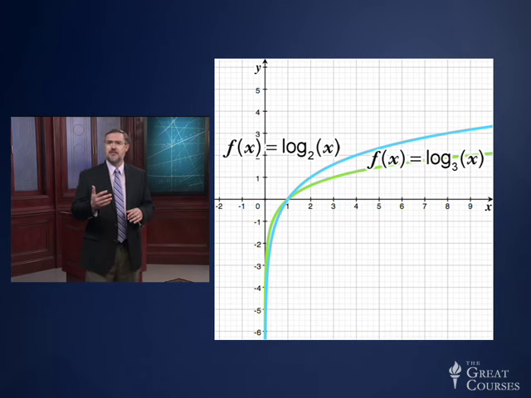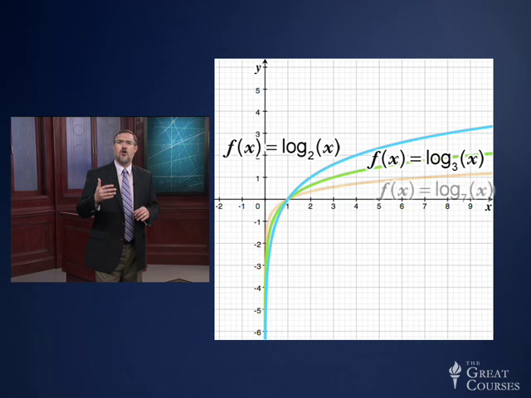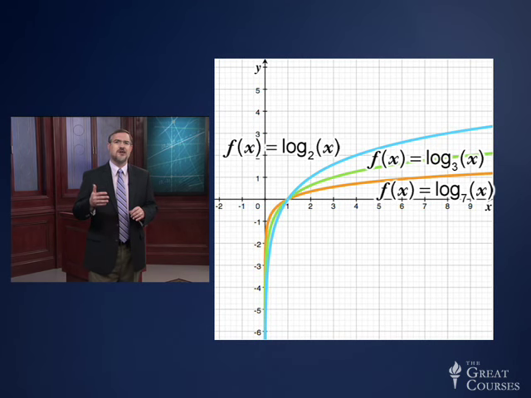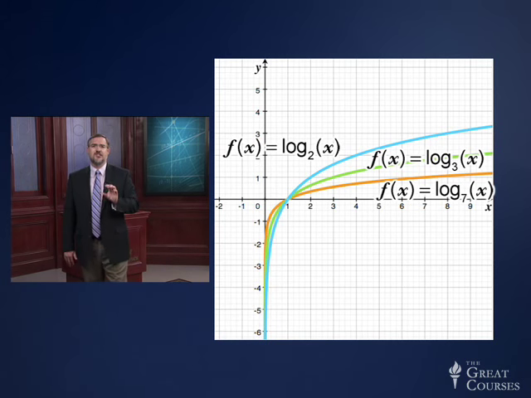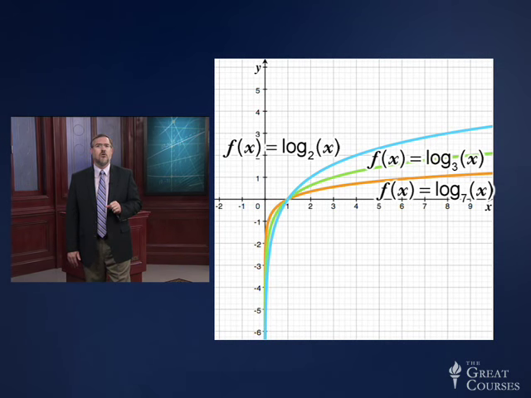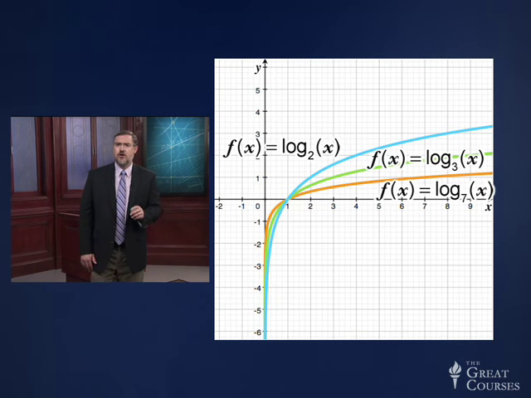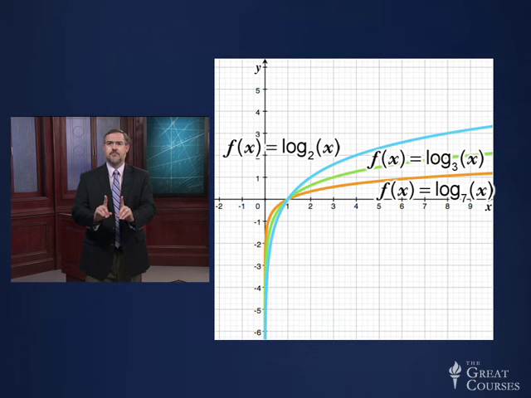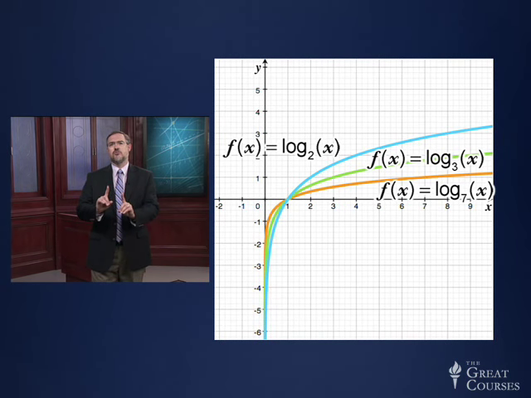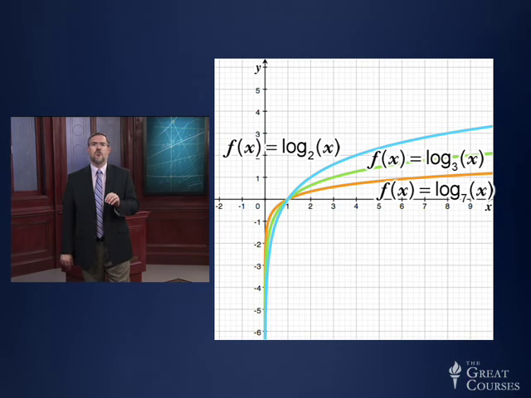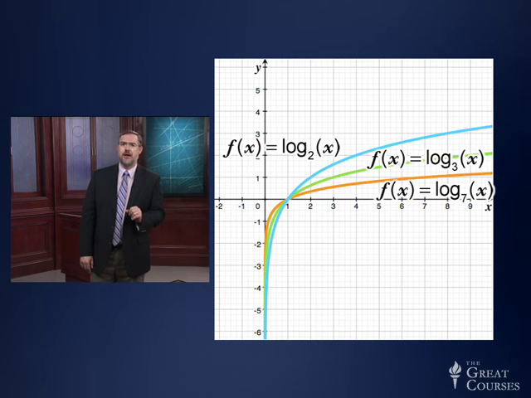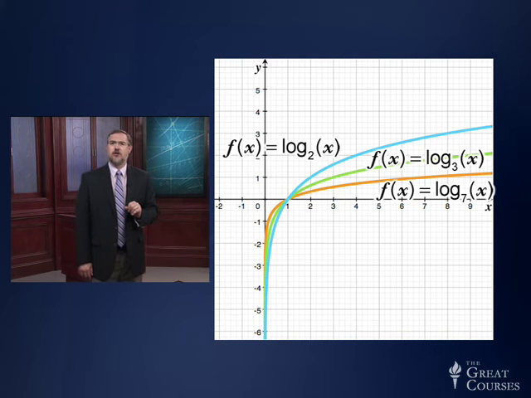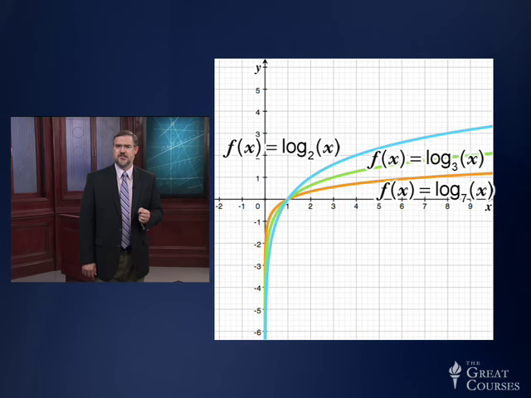Well, let's plot them on the same set of axes along with something like y equals log base 7 of x, let's say, just to see if we can see some of those differences between the graphs. Well, what do you see? Well, first of all, in that little region between x equals 0 and x equals 1, the logarithmic function which is above the others is the one with the larger base. In other words, the log base 7 of x in this example.